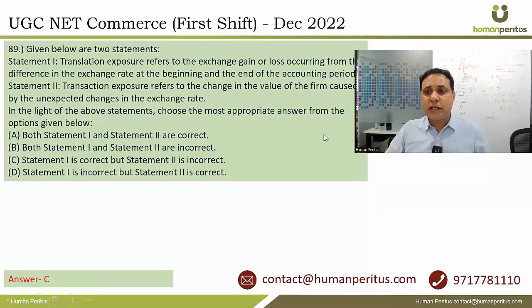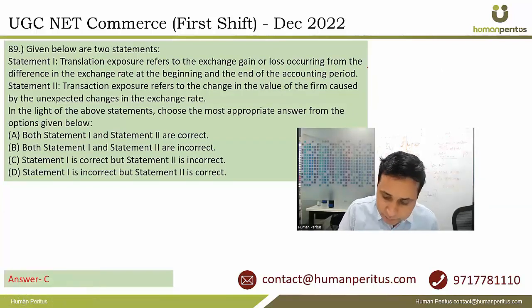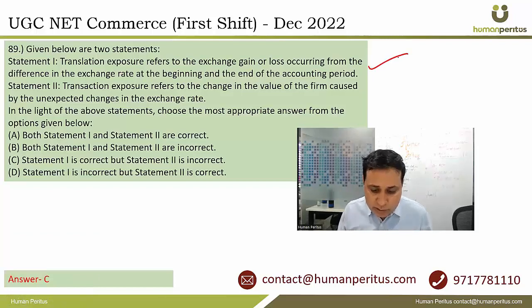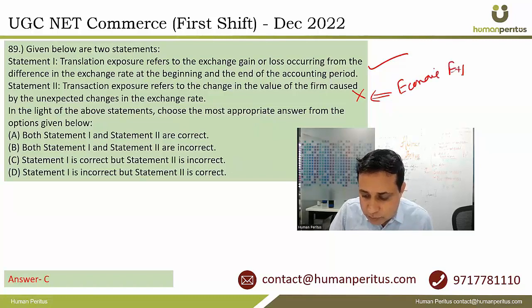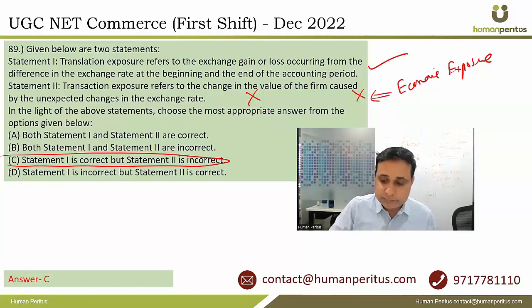89, translation exposure reflects... Translation exposure refers to economic gain or loss occurring from difference in exchange rate. बिल्कुल ठीक है, this is correct. Second, transaction exposure refers to change in value of firm caused by unexpected change in exchange rate. So guys, this is wrong. Why? Because this is not the definition of transaction exposure. Rather, this is the definition of economic exposure. Therefore, statement 1 is correct and statement 2 is wrong, and therefore the correct answer is C.